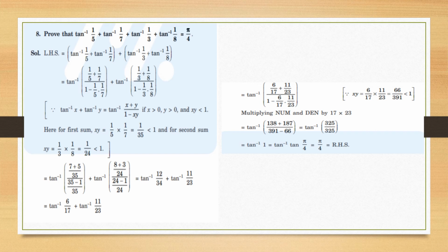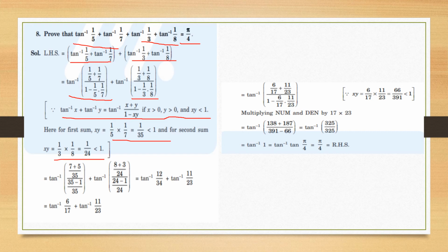Number 8: prove that tan inverse 1/5 plus tan inverse 1/7 plus tan inverse 1/3 plus tan inverse 1/8 is pi by 4. Definitely I have to apply the formula of tan inverse x plus tan inverse y, that is tan inverse of (x plus y) upon (1 minus xy), if x and y are both positive and xy is less than 1. But I will apply this formula to two terms taken together. I'll take the first two together and apply the formula, and the last two together, as I can check that xy is less than 1 in both cases.